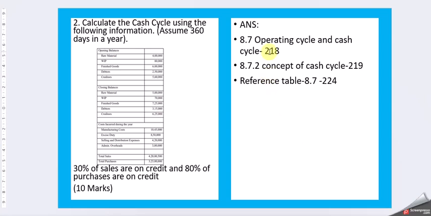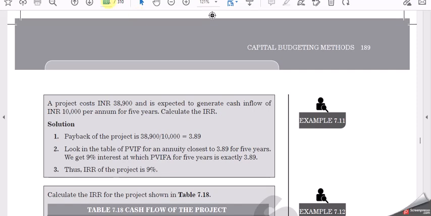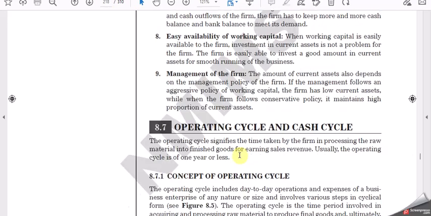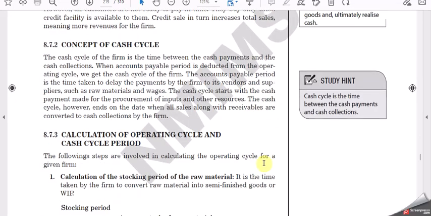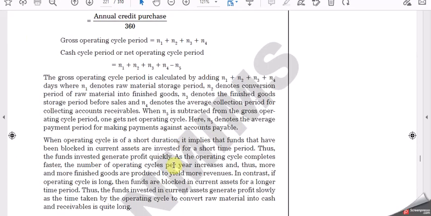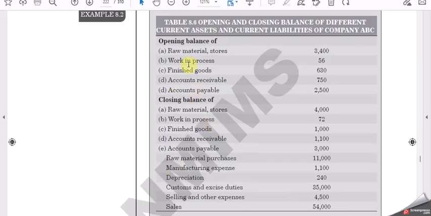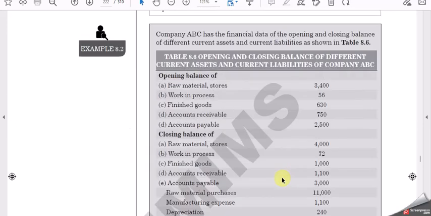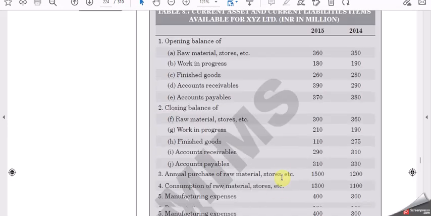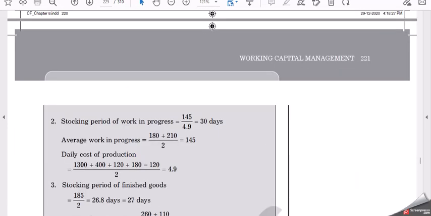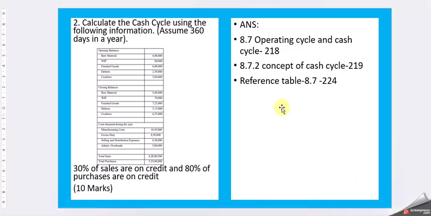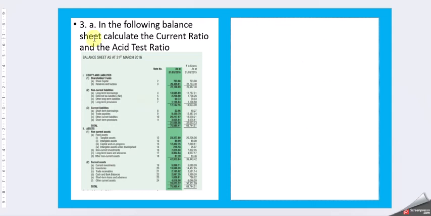The theory part of it, what we can refer to in chapter 8, operating cycle and cash cycle. Then the concept of cash cycle, 218. Operating cycle and cash cycle. Then you have the concept of cash cycle here. Calculations are also mentioned. I think you can try to refer to these explanations, these problems what has been done in the book, for the reference part of it. Then we are going back. A reference table I have mentioned, 8.7. Okay, moving to the next one.